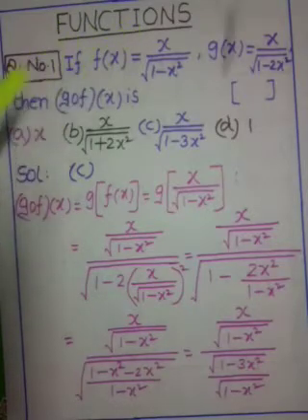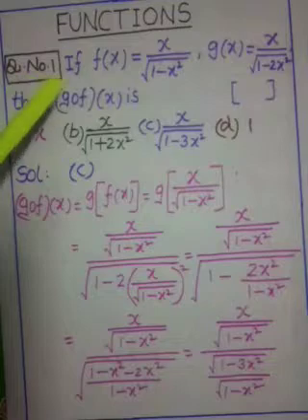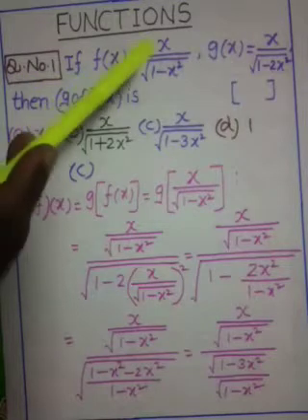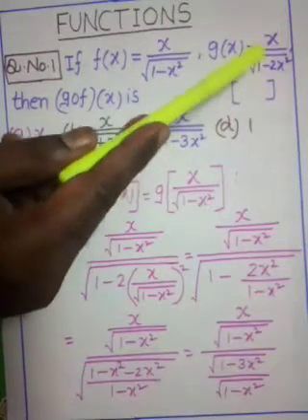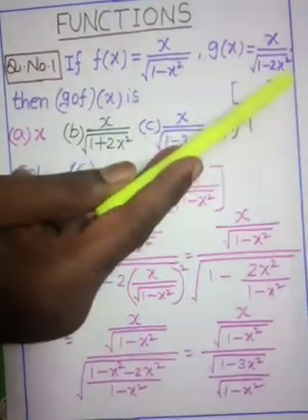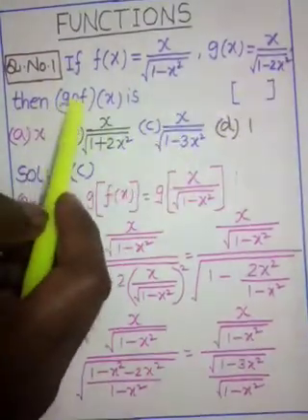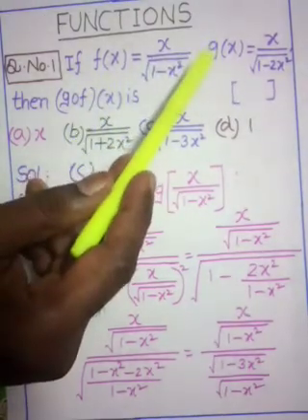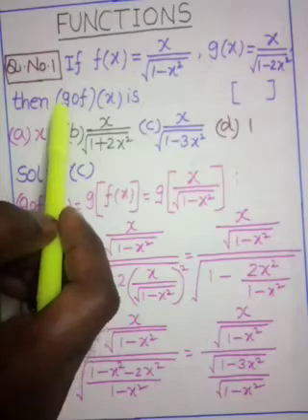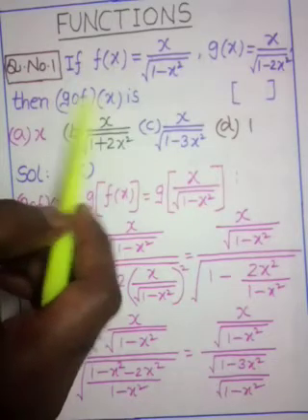Okay, my dear children. Question number 1. If f of x is equal to x by root of 1 minus x square, comma g of x is equal to x by root of 1 minus 2x square, then g circle f of x is. Here f of x and g of x are given. We have to find the composite function of g and f.